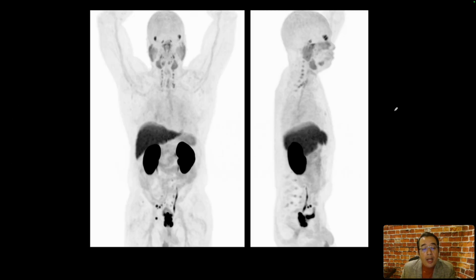This next patient has metastatic prostate cancer. Here is abnormal activity in the prostate superimposed with some urinary bladder activity. Here we see the bladder and the prostate behind it.